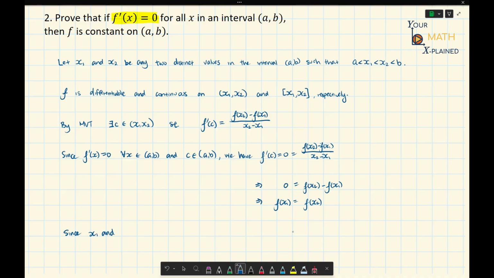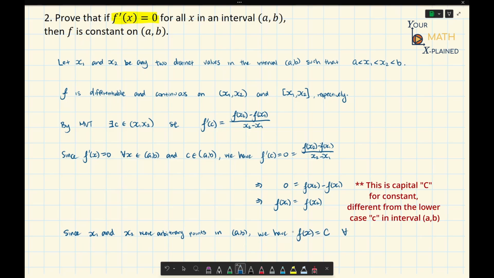Since x1 and x2 were arbitrary points in AB, we have f of x must be equal to c for all x values within that interval. And thus we have completed our proof.